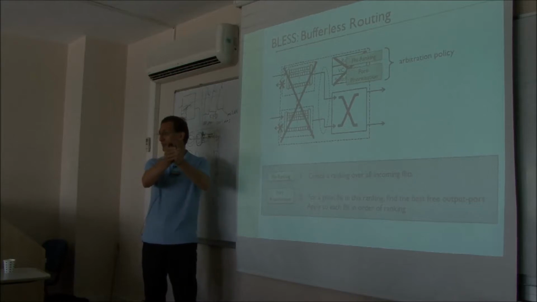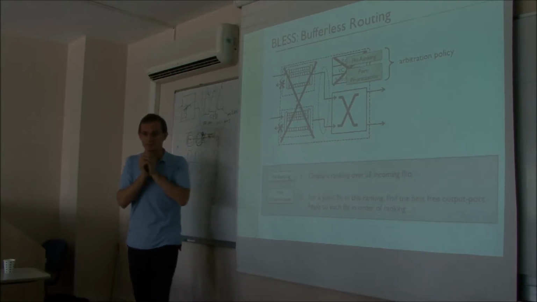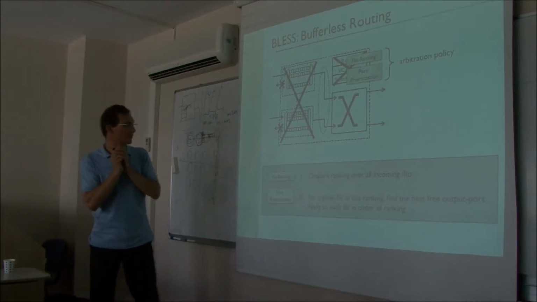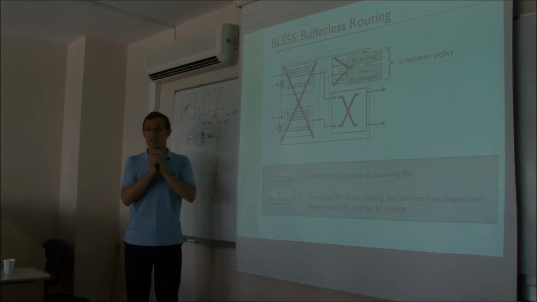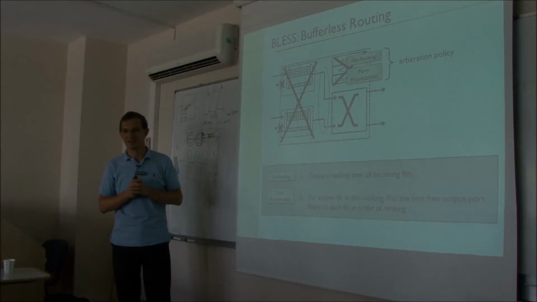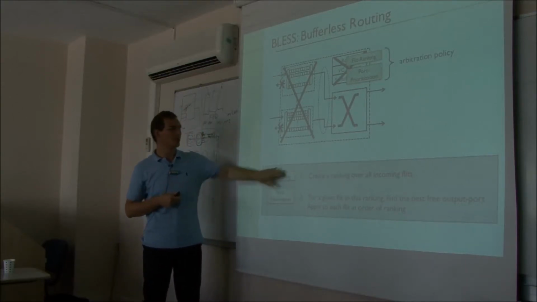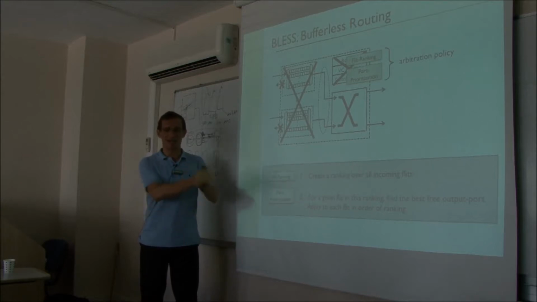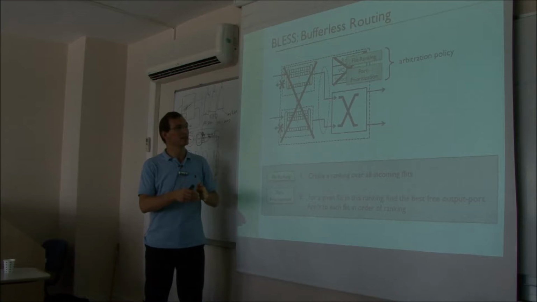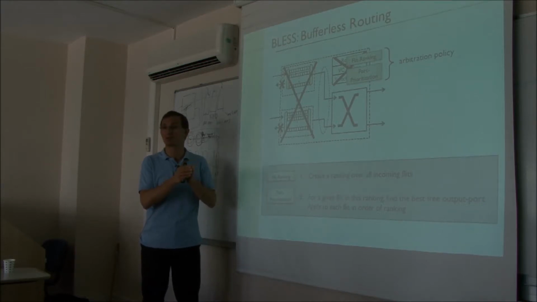So do you assign a bit for the prioritization for the flit? It's more than a bit, actually. Basically, you put some sort of, let's say, identification. That's right. Basically, you rank the flits and say, this is the highest, this is the lowest. And in that order, the flits get their output ports they desire. So the highest ranked flit always gets the productive output port.